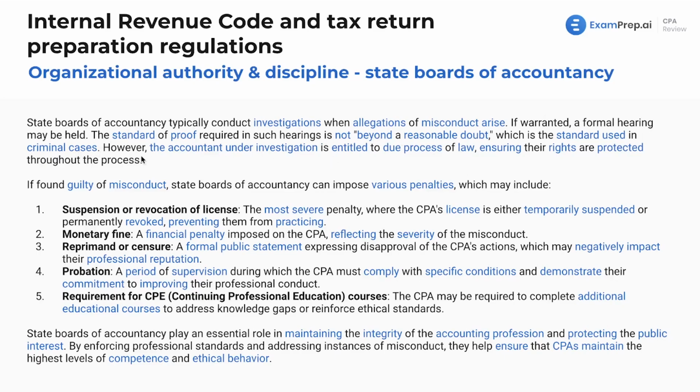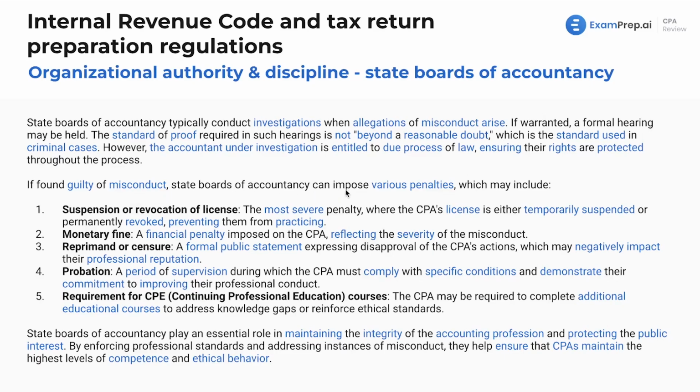As mentioned, however, the accountant under investigation is entitled to the due process of law. No kangaroo courts here. We are going to do the normal procedure of the courts, ensuring their rights are protected throughout the process. Now, if this person is guilty of misconduct, and I better not ever hear this coming from any of you, it's going to be those people in the other review courses that are guilty of misconduct, right? No one taking this course.